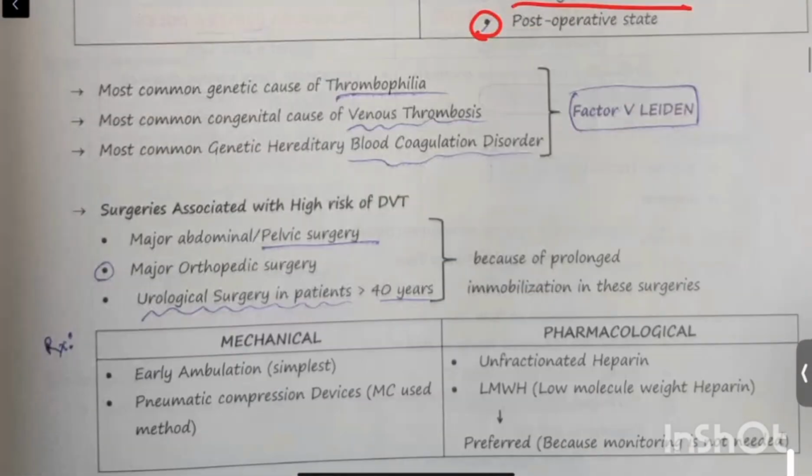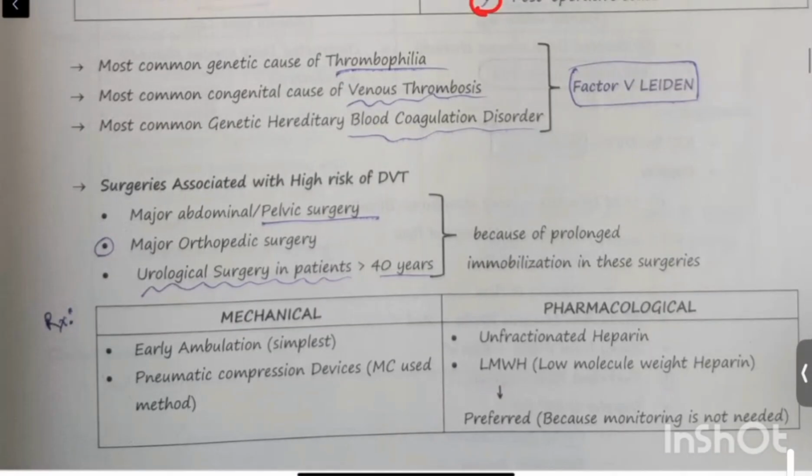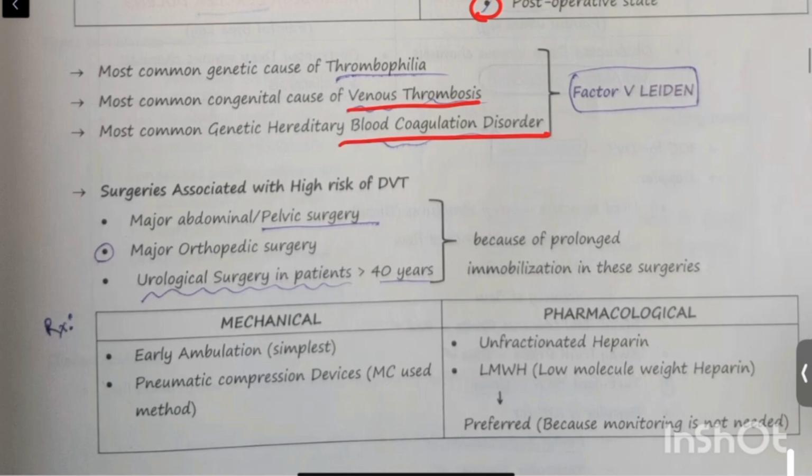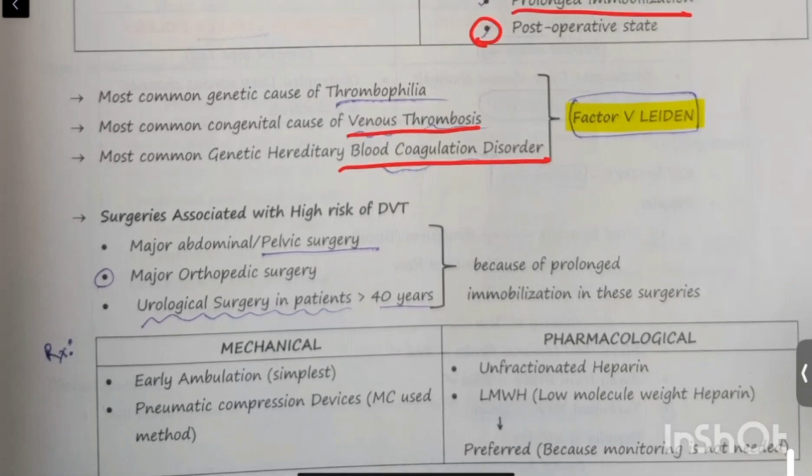After this, what is the most common genetic cause for thrombophilia? What is the most common congenital cause for venous thrombosis? What is the most common genetic hereditary blood coagulation disorder? For all these, the answer is factor 5 Leiden mutation.